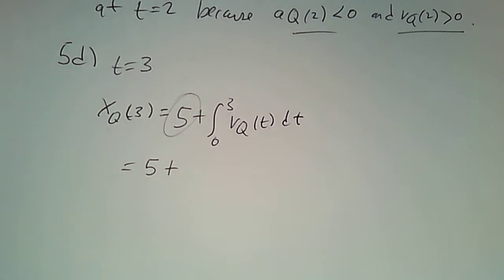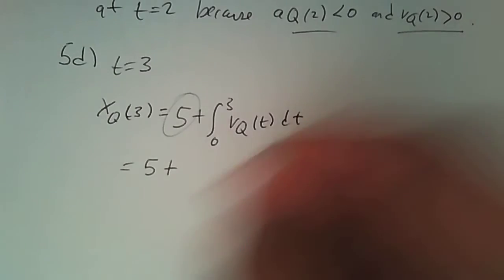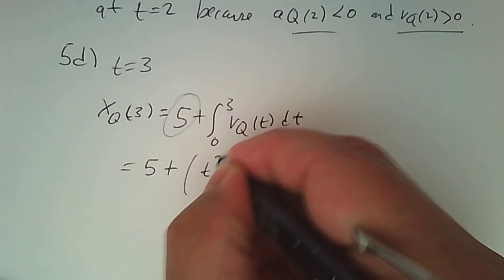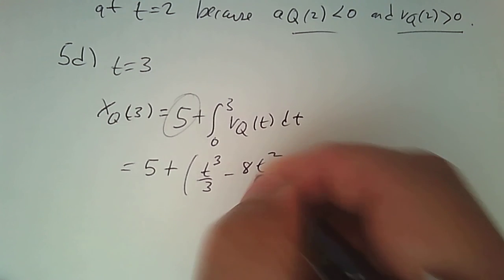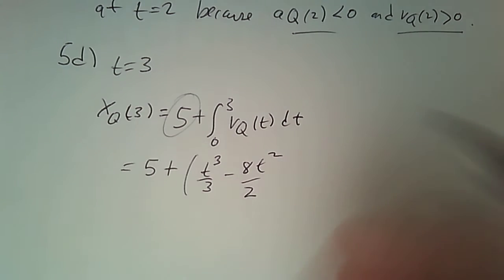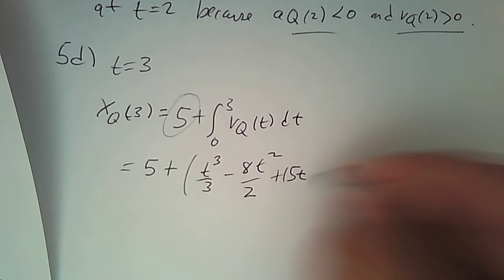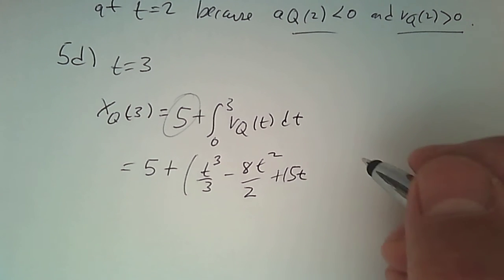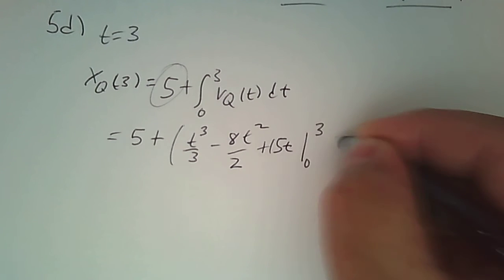This is a simple power rule here, t squared. So add 1 to the exponent and divide. So that is t cubed divided by 3. The next one would be t squared divided by 2. So just do the anti-power rule. And the last one would be 15t. No need to simplify this whatsoever. And we're integrating from 0 to 3.